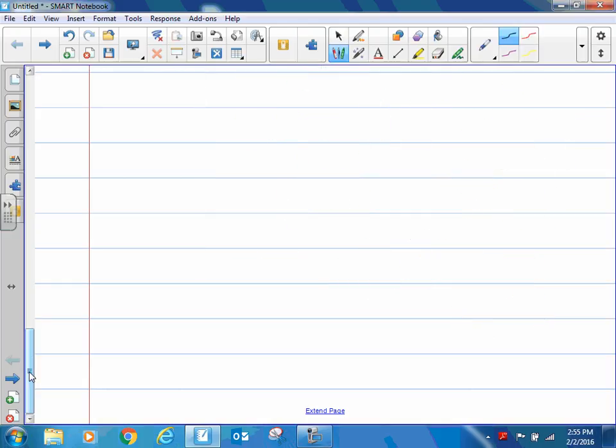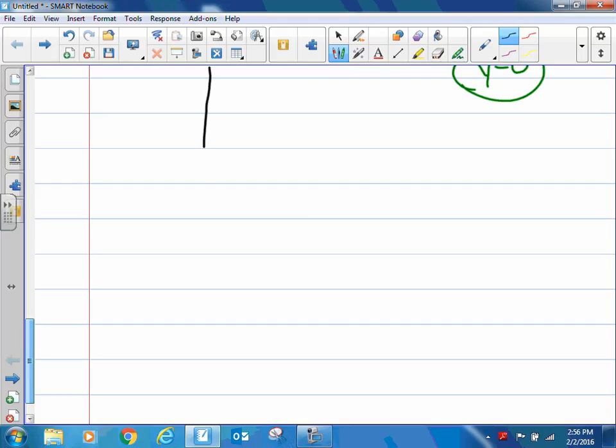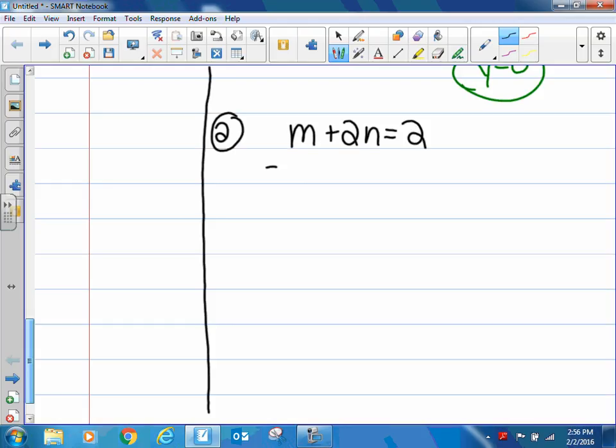I'm going to write it over here. So my next example is m plus 2n equals 2 and negative m plus 2n equals 3. Again, when you're listing these, you should list them in alphabetical order. So M comes before N, so we're going to list that one first.